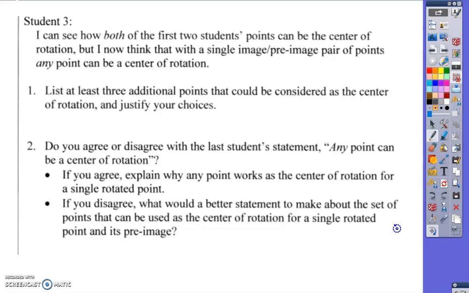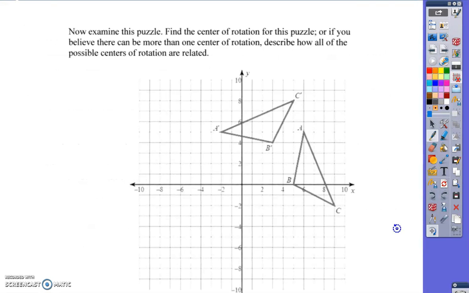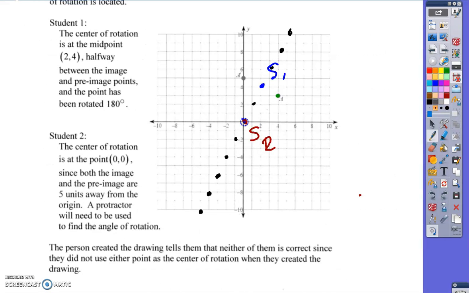So do we agree or disagree that any point can be a center of rotation? So just with that in mind, I'm going to pick another point, which I'm going to call, and I'm just going to put it right here and make that the center of rotation. What do you think? You think it'll work? Because any point will work. And so let's see what happens. I'm spinning it around. Do I ever get close to A prime? And I don't.